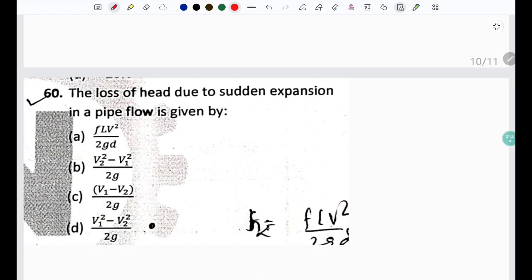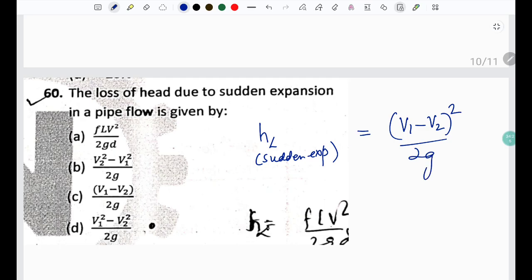Here is another question which tells us about the loss of head due to sudden expansion. Now the head loss due to sudden expansion is given by (V1 minus V2) whole square by 2g, but in this question there was a misprint. It should have been this, hence the correct answer would be C.